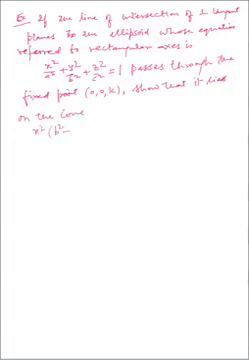x square into b square plus c square minus k square, plus y square into c square plus a square minus k square, plus z minus k whole square.